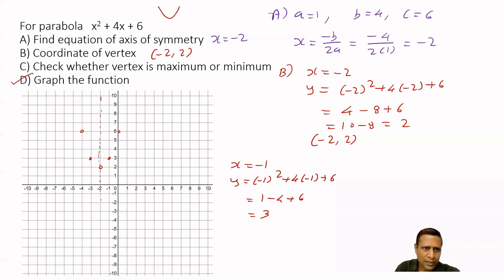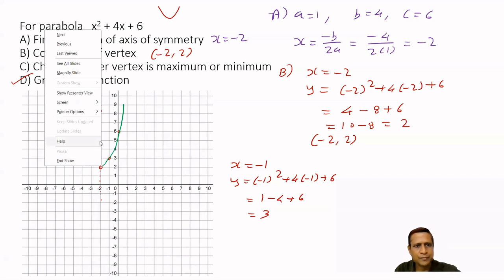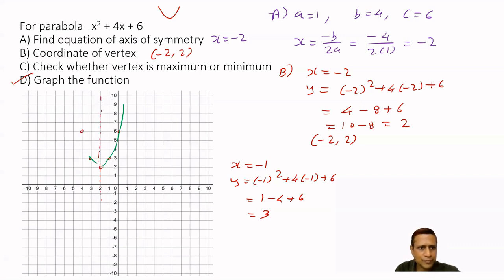So approximately we can graph it like this. The graph will go like this, and it will go up, right? Here also the same way. The graph will go up like this and like this, right?